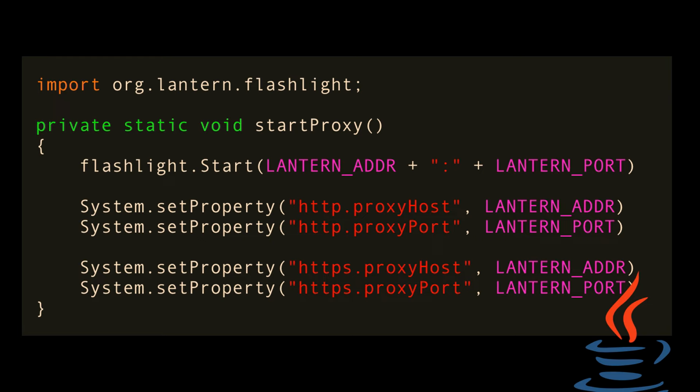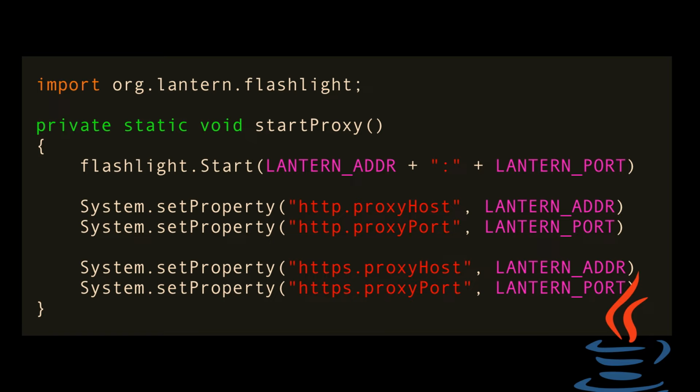On the Java side of things, we imported the library that is called Flashlight, Flashlight Lantern, you get it? We imported the Flashlight library. We called the start function. And once we called the start function, the Flashlight library started a Lantern proxy. And we used the set property function on Android to configure the application and make it go to the Lantern proxy.